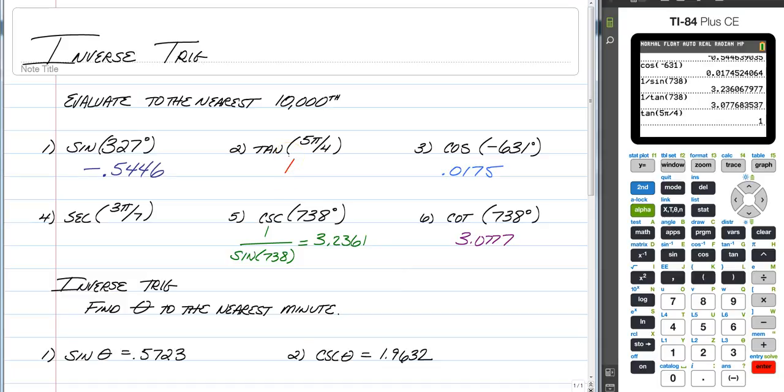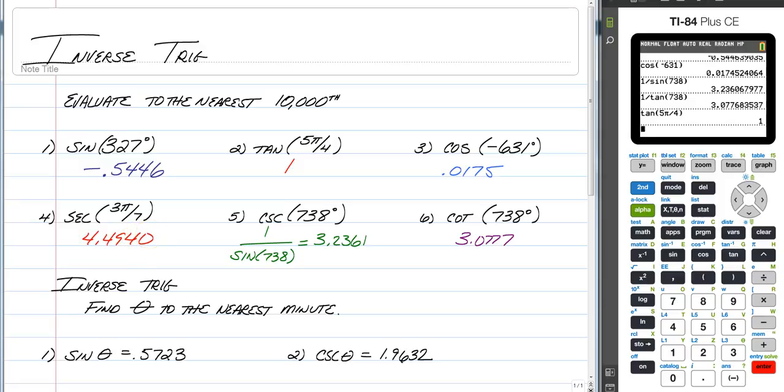Real simple. Now, the last one, of course, you have to do 1 divided by the cosine of 3 pi over 7. You type it in exactly how we did the last one, and you are going to end up with 4.4940. You don't need to watch me type that in one more time.